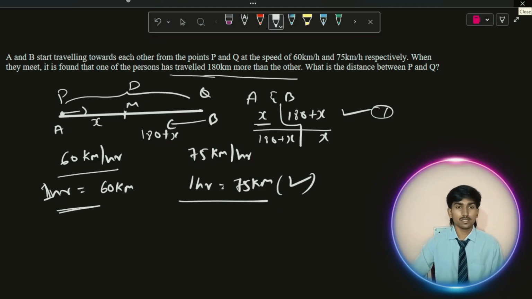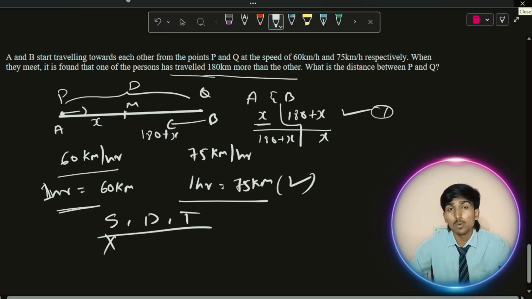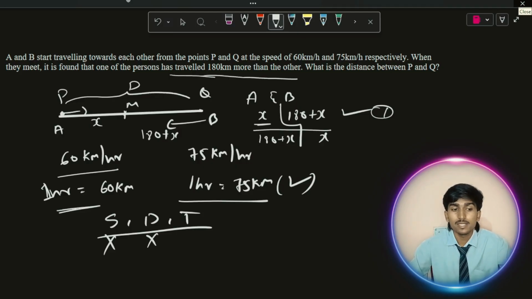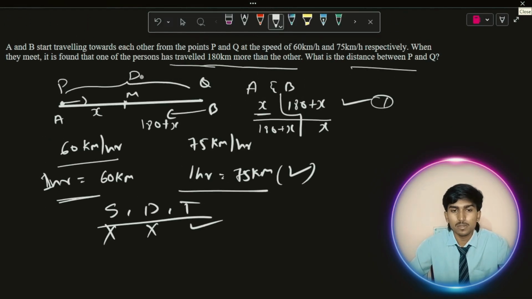From this, what is the constant one: speed, distance, or time? Just check it out. Speed is constant? No, because 60 and 75 are not the same. Distance is constant? No, because B already traveled 180 more than A. Time is constant, because both started at the same time and met at the same time. So from this, you can easily find the distance between P and Q.